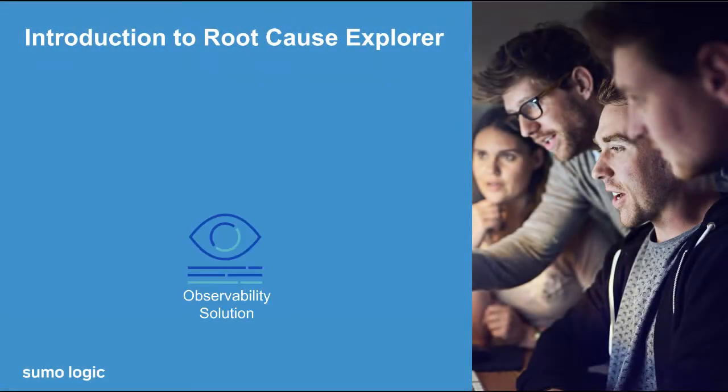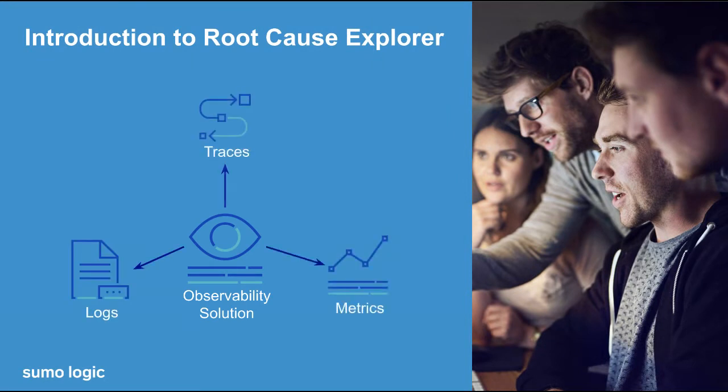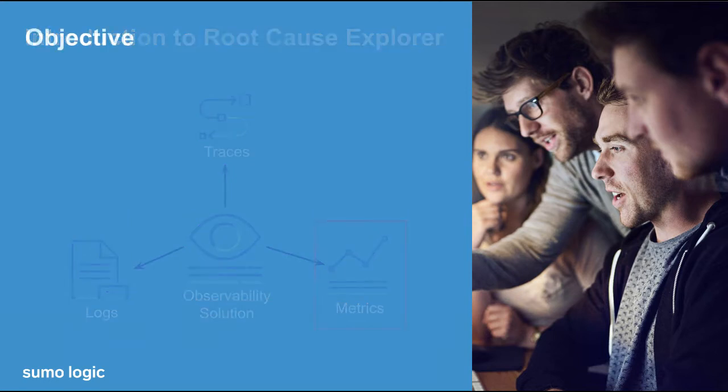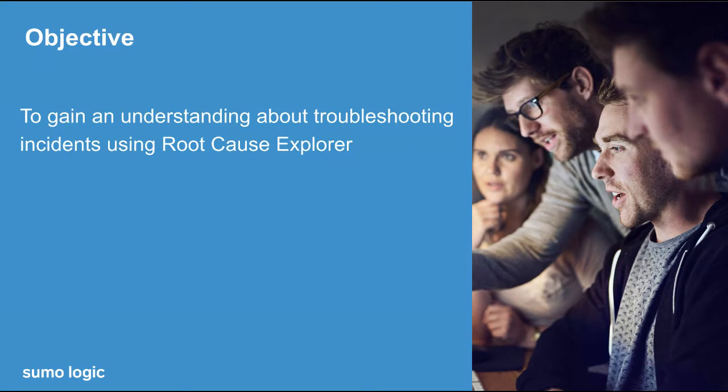Hi! We know that logs, metrics, and traces are the three pillars of the observability solution. To understand the role of metrics in observability, let's get to know the Root Cause Explorer, one of the most powerful features of Sumo Logic. In this video, you'll learn about troubleshooting incidents using Root Cause Explorer.